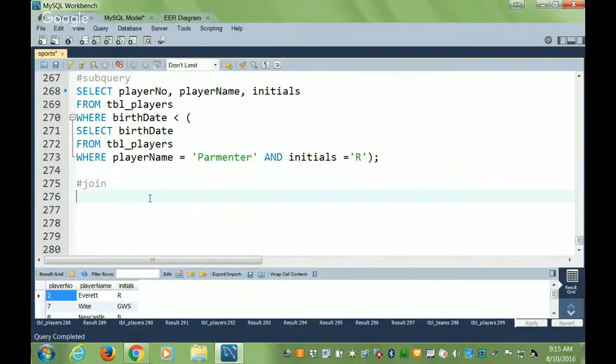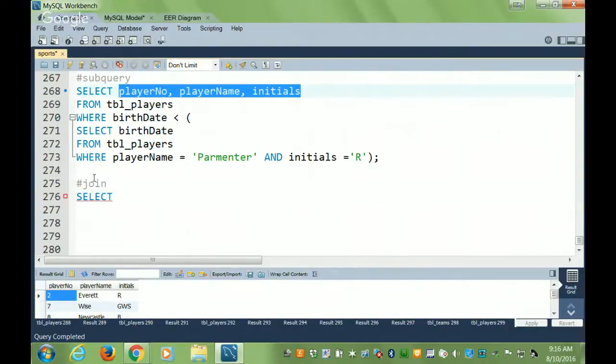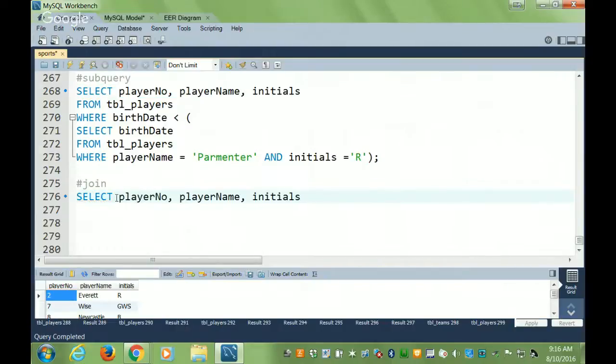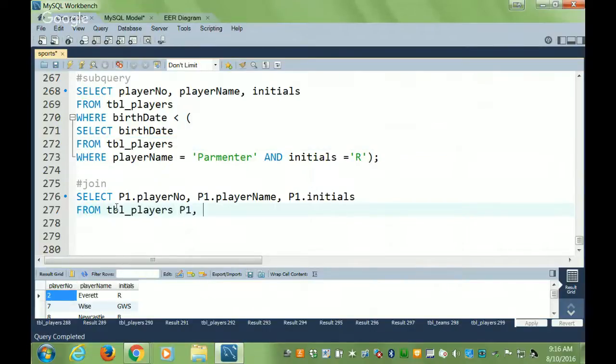So what we want is the number, name, and initials. Since we'll require two tables of the same nature, we'll have to qualify them. Doesn't matter from which table it is coming, but we still have to qualify them. So let's call it P1. And now the from. And the name of the table is table players. Whenever you join the same table with itself, you definitely need alias names.